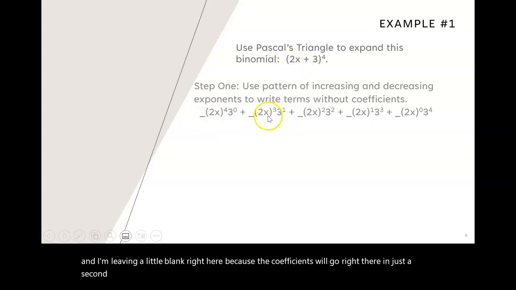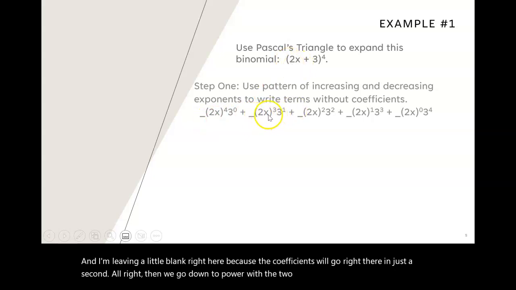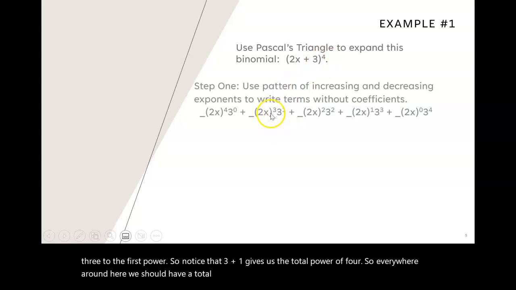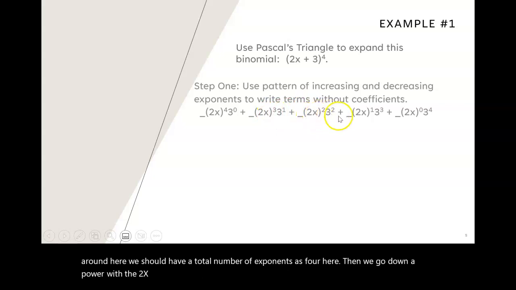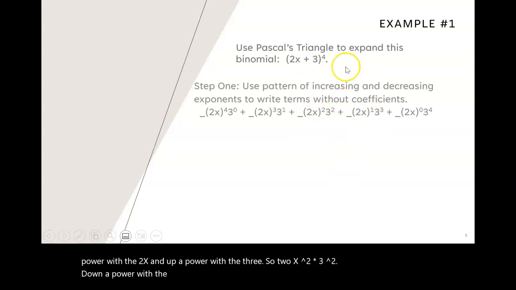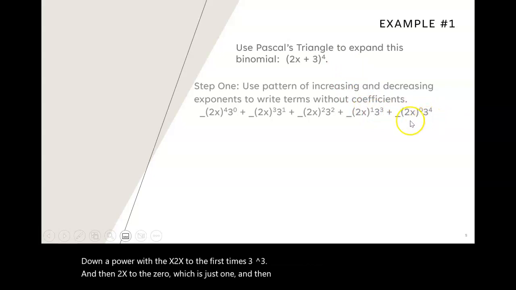Then we go down a power with the 2x, so we have 2x cubed. That raises the 3 to the first power. Notice that 3 plus 1 gives us a total power of 4. Everywhere around here, the exponents should add up to 4. Then we go down a power with the 2x and up a power with the 3, so 2x squared times 3 squared. Down a power with the x, 2x to the first times 3 cubed. And then 2x to the 0, which is just 1, times 3 to the 4th.